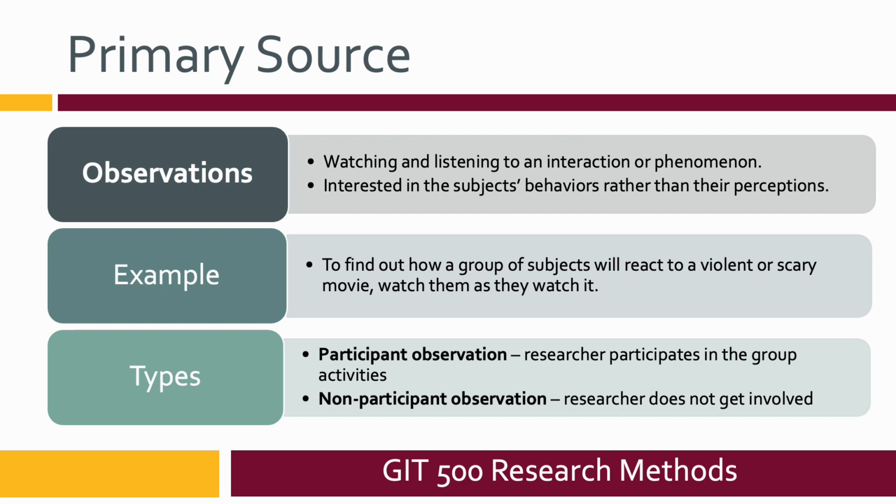There are two types of observation. There's participant observation, where the researcher participates as one of the group members in the group activities, and non-participant observation, where the researcher does not get involved. They just sit back and observe.